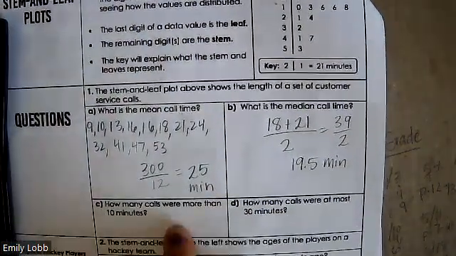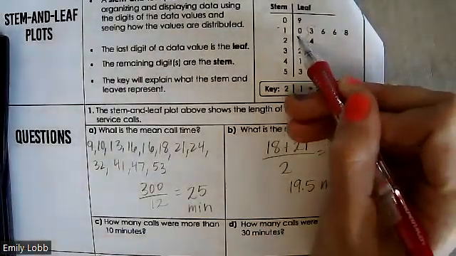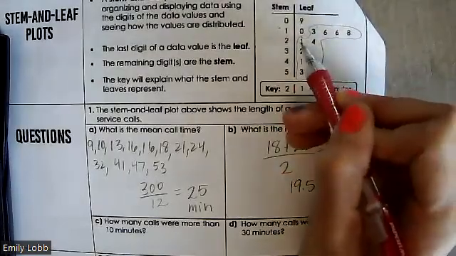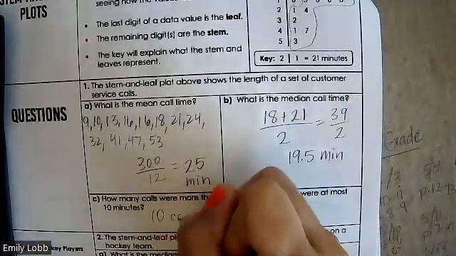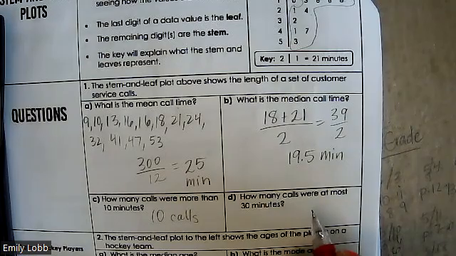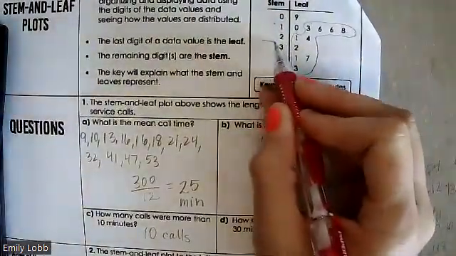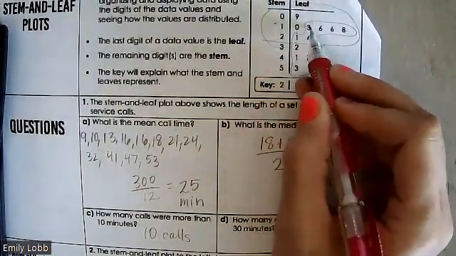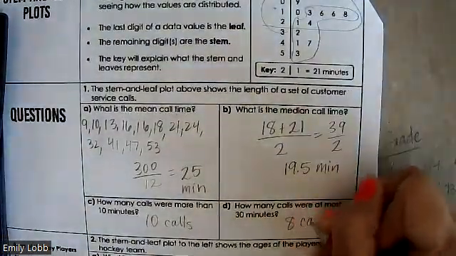How many calls were more than 10 minutes? So that's all of these leaves here, right? How many? 1, 2, 3, 4, 5, 6, 7, 8, 9, 10. 10 calls. How many calls were at most 30 minutes? At most means 30 minutes or less. That is all of these minutes. So 1, 2, 3, 4, 5, 6, 7, 8 calls. You see where I'm getting those from?